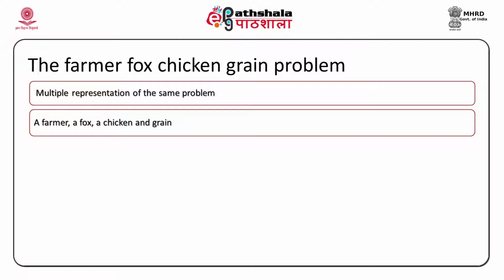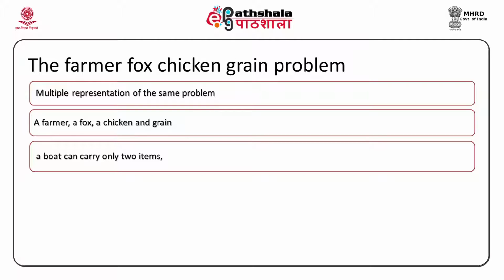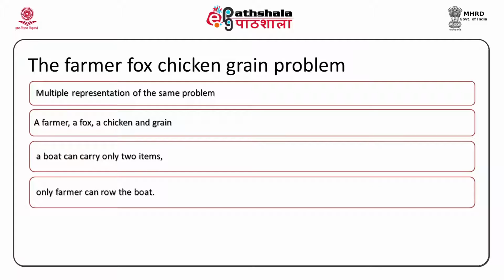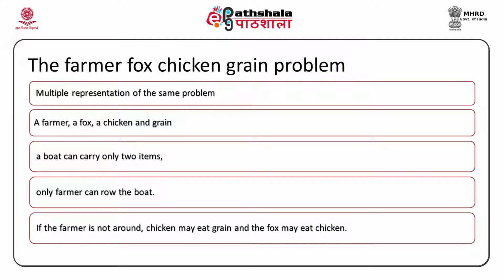The problem is about a farmer, fox, chicken and the grain finding themselves on one side of the river, and they will have to move to the other side. A boat is available which can carry only 2 items. Only the farmer can row the boat, obviously grain and fox and chicken cannot. So, it is quite obvious. And what we want is everybody to remain intact at the end of the problem, and if the farmer is not around, the fox may eat the chicken and the chicken may eat the grain. So, this is something that we do not want. How can we solve this problem?